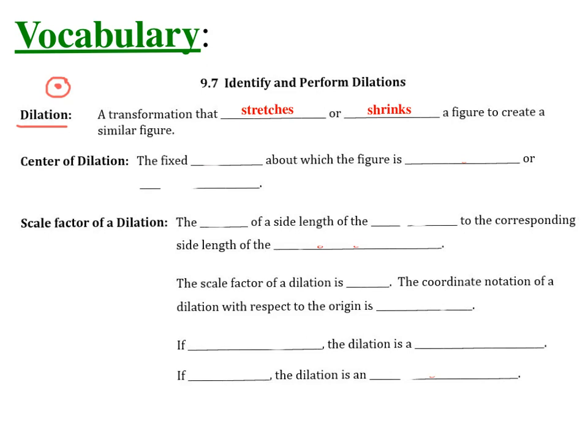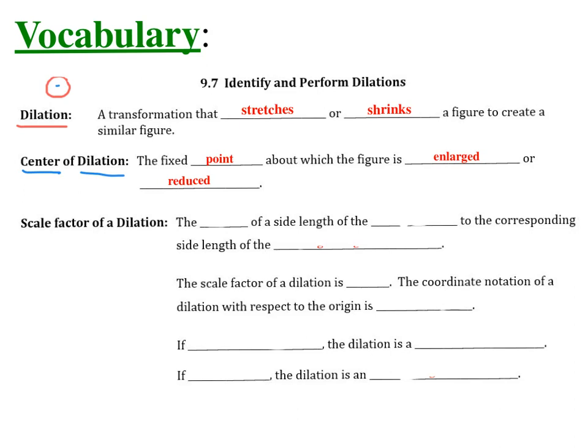The center of dilation is very similar to our center of rotation. That's going to be a fixed point about which the figure is either enlarged or reduced. So that point that it's growing from or shrinking to. If you think about your pupils dilating, the center of dilation would be the center of your pupil. That's where it's growing from or shrinking to.